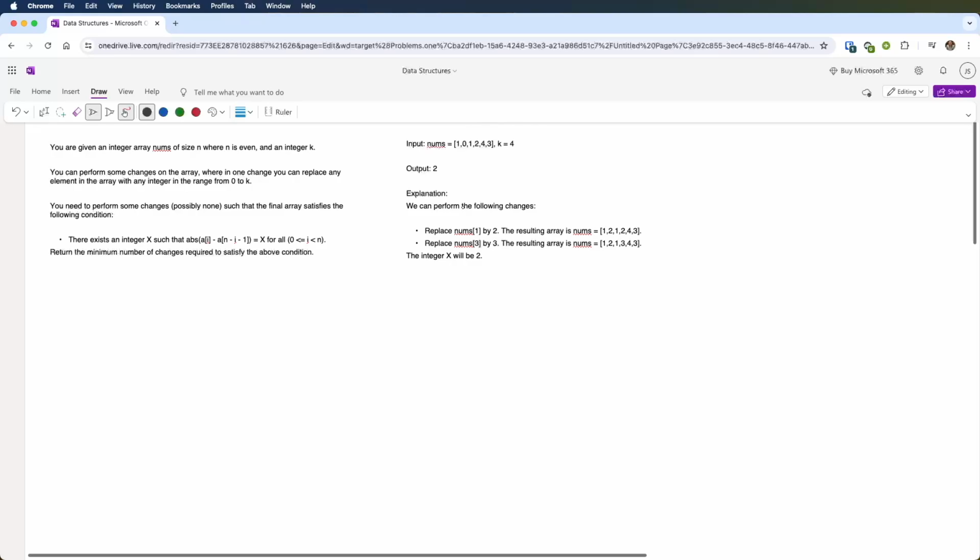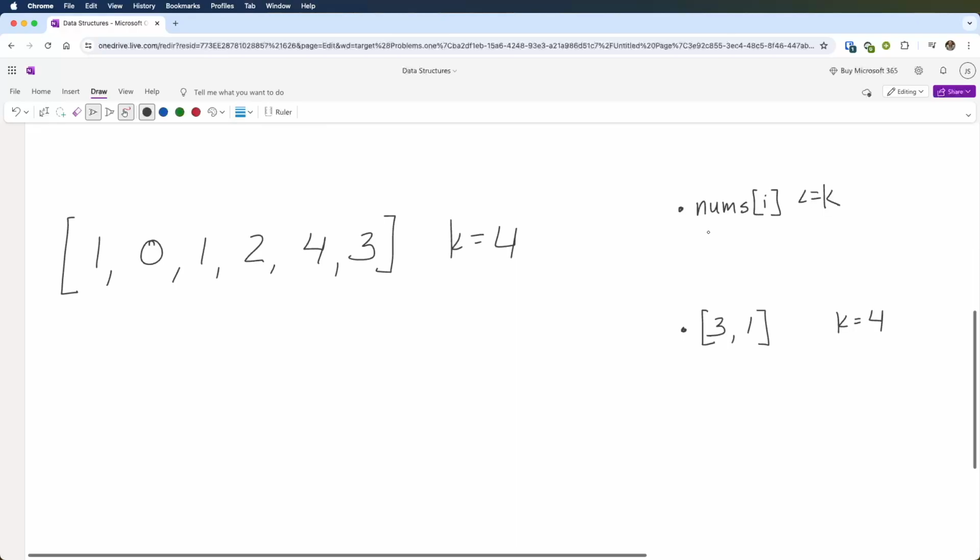So let's take a closer look at an example and try to get some observations that can help us solve this. One important thing to notice in the constraints is that nums[i] will always be less than or equal to k. So we know that our k value will always be greater than or equal to the maximum value in our nums array. Basically, we can change nums[i] to anything in the range of k, and k will always be bigger than anything in nums[i]. So this simplifies it a little bit.